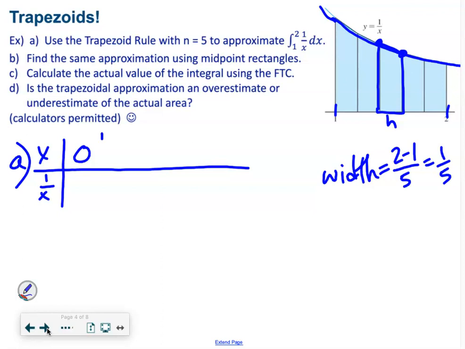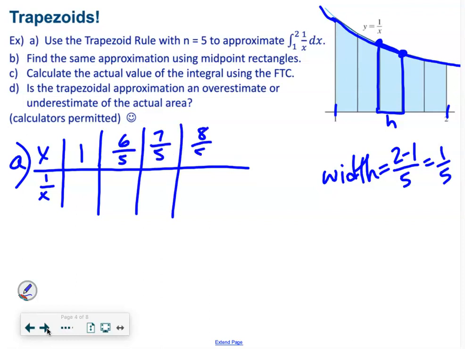So we're walking by widths of 1/5, so we start at, oh, whoops, we're not starting at 0, we're starting at 1, sorry. This is why we do math in pencil. 1. Okay, so 1 is 5/5. So the next one we'd have would be 6/5, then 7/5, then 8/5, then 9/5, and then 10/5 or 2. Does everyone understand how we got the x values?